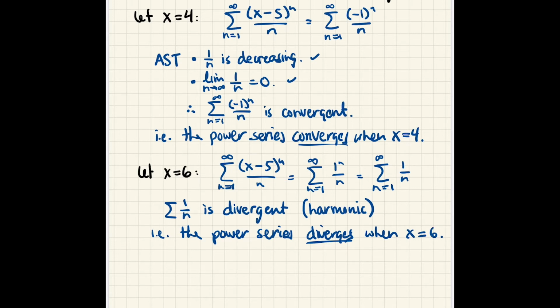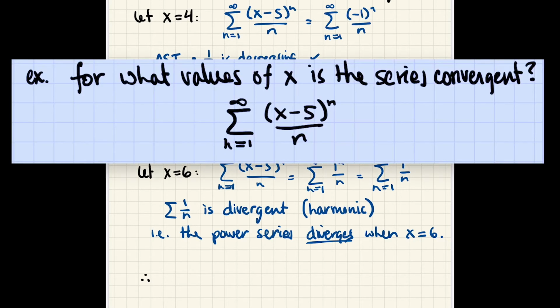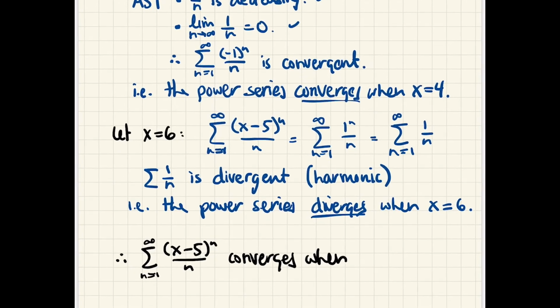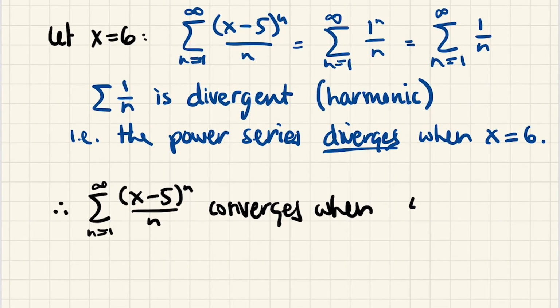Okay, so we now know what the behavior is at the endpoints of our interval of convergence. So to answer the original question, which was for what x values does this power series converge, we can say that this power series converges when x is, you could write between 4 and 6, including 4 but not including 6, or you could just use interval notation: when x is an element of the interval from 4 to 6. And notice the bracket and the parenthesis indicating which endpoints are included or not included.